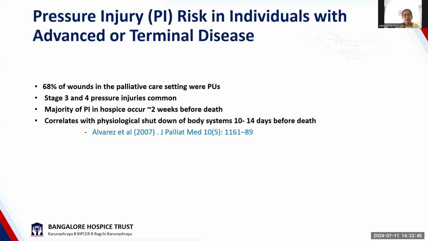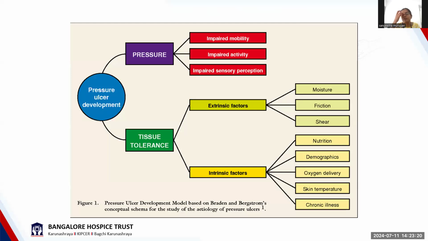If you look into the advanced terminal stage, patients who are bedbound because of a life-threatening illness and are at end of life, you can see 68% of the wounds in palliative care units, especially pressure ulcers, and they develop directly to stage 3, stage 4 because you don't know they are terminally ill, right? You don't know how they are developing, and the majority of patients in hospice develop them within 2 weeks before death. A lot of it correlates with the physiological shutdown of the body. So it happens because of that.